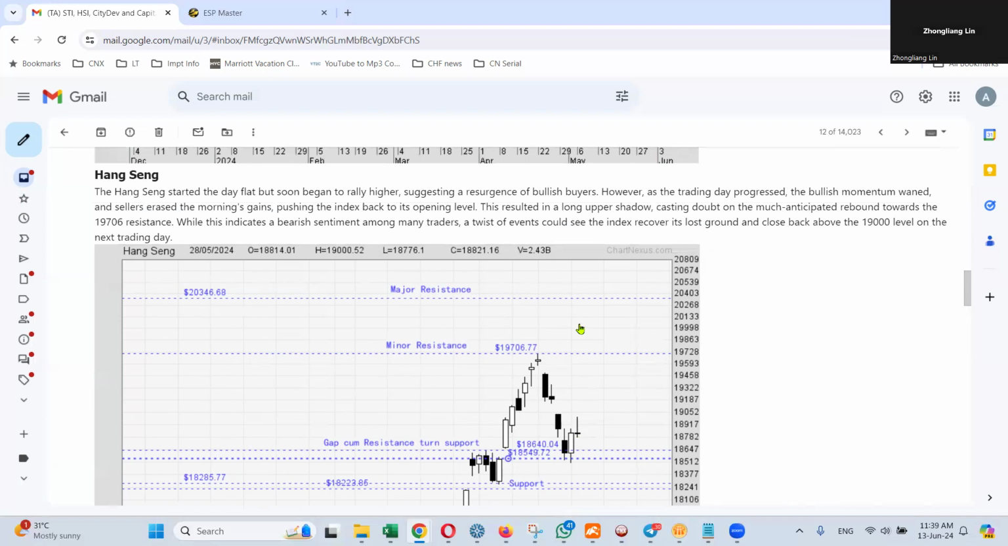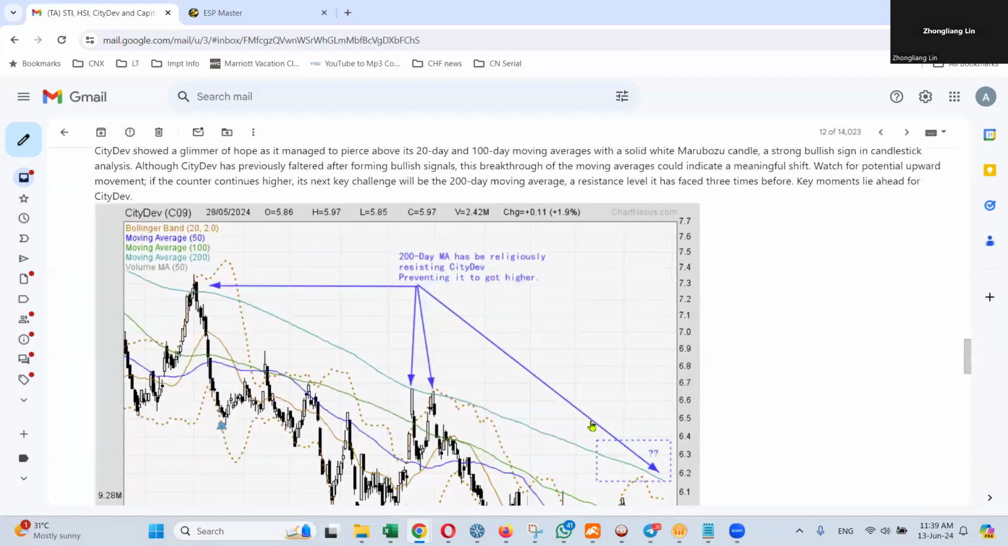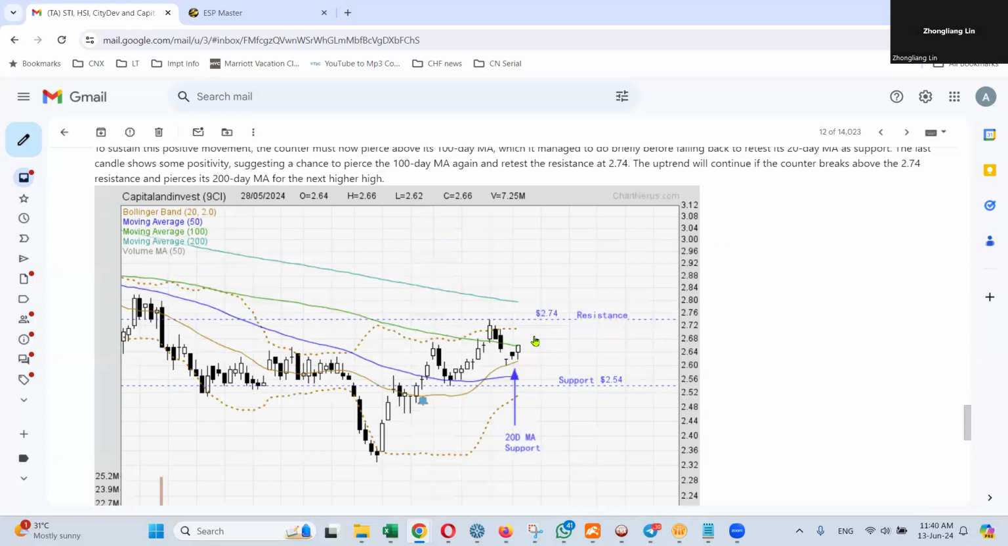So when you see an upper shadow like this, this indicates bearish sentiment among many traders. This will be the testing moment for Hang Seng. Actually, this is the real testing moment, because if it cannot overcome these selling signs, then of course it's going to go down lower. Then, like I say, City Development fell miserably, but before that, it did go up to about 620. Then CapitaLand Invest did go to 274.